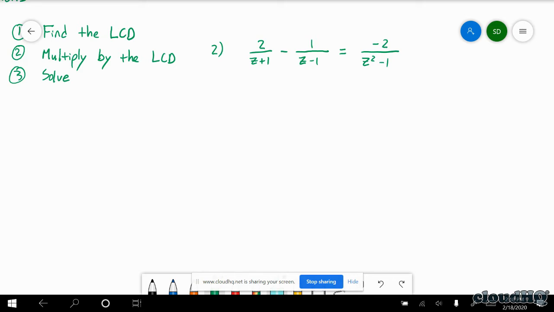We want to identify the least common denominator, and first make sure your denominators are factored. In this case, we need to do a little bit of factoring. Z plus 1 doesn't factor, that is a factor. Z minus 1 also is a factor, but then z squared minus 1 factors to z plus 1, z minus 1, which means it overlaps with the other denominators. That's important to recognize.